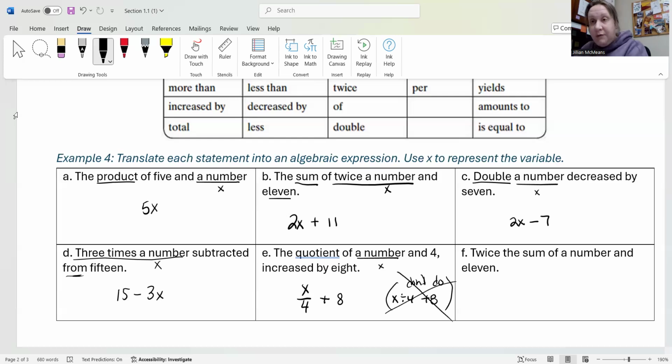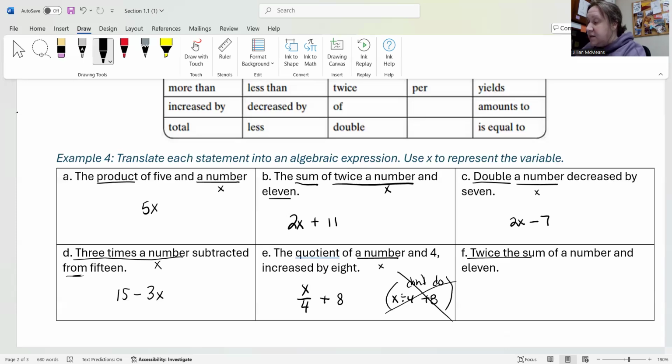Now, example F, I want you to really pay close attention to, because F and B, part B here, are very closely related. If you look at them, they look like they're almost the exact problem. So in part B, we had the sum of twice a number and 11. In part F, we have twice the sum of a number and 11. So the things that are different is we have the sum of twice a number versus twice the sum of a number. So this is a little bit different.